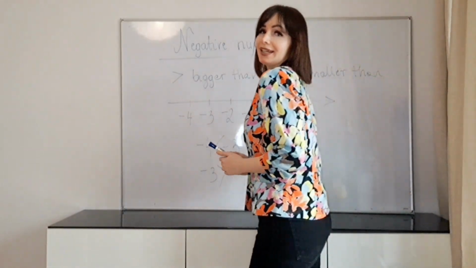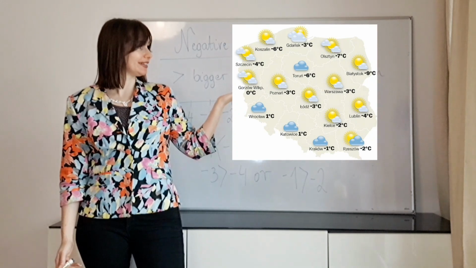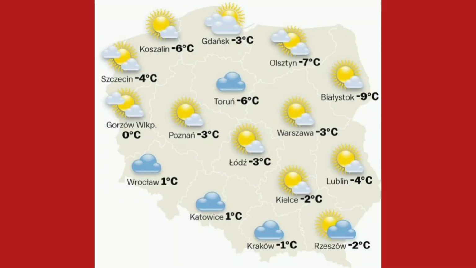Okay, let's talk about negative numbers with real life examples. And let's have a look at the map of Poland. Looking at the temperature in Poland in January, we can say that the lowest temperature in the country is in Białystok, and it's equal to -9 degrees centigrade. We can also see that the temperature in Warsaw, which is -3 degrees, is lower than the temperature in Krakow, which is equal to -1 degrees. This is an example of negative numbers in real life.